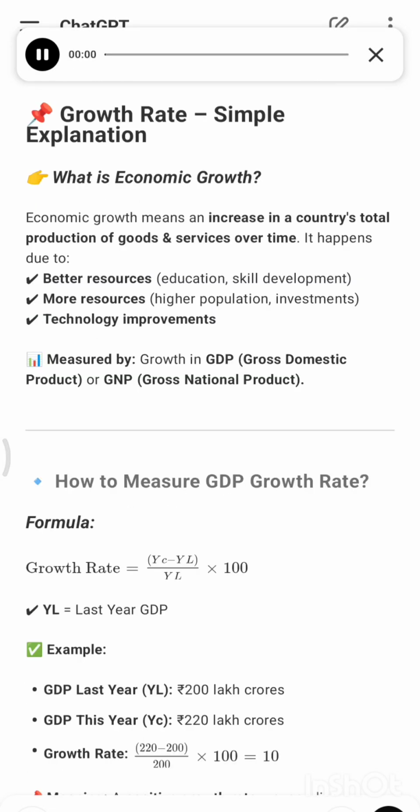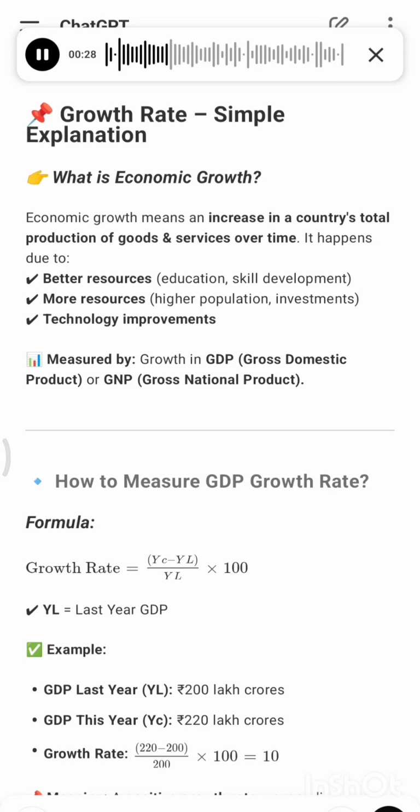Growth rate, simple explanation. What is economic growth? Economic growth means an increase in a country's total production of goods and services over time. It happens due to better resources, education, skill development, more resources, higher population, investments, and technology improvements. It is measured by growth in GDP, gross domestic product, or GNP, gross national product.